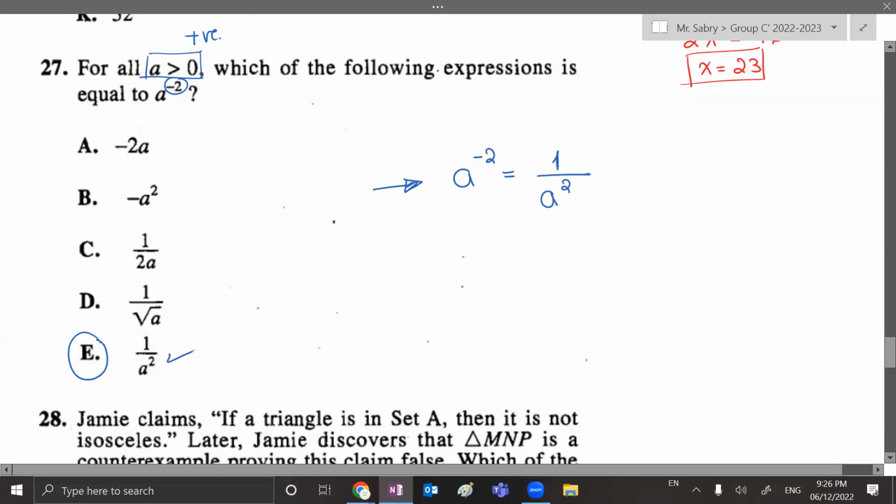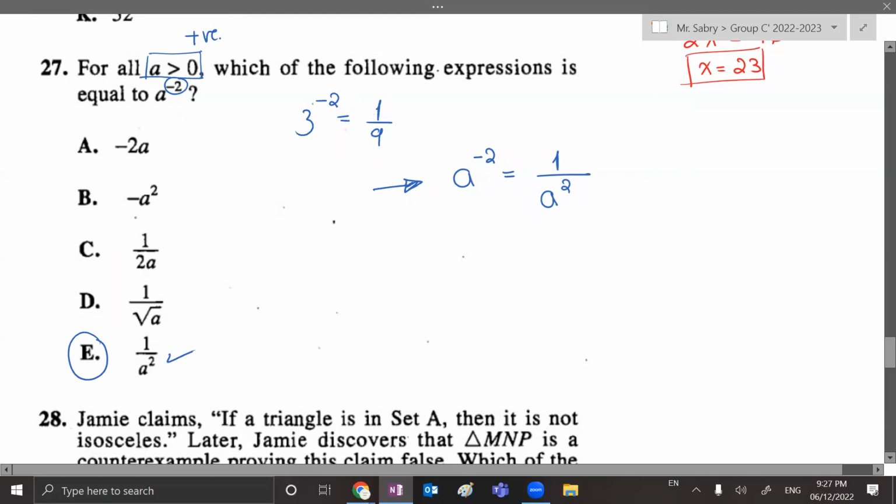Let's say you do not really remember this. How can you solve this another way? If they said that A is bigger than 0, a positive number, pick a number but not 1. Pick 3 for example. And calculate what's 3 to the power of negative 2. It will get you 1 over 9.